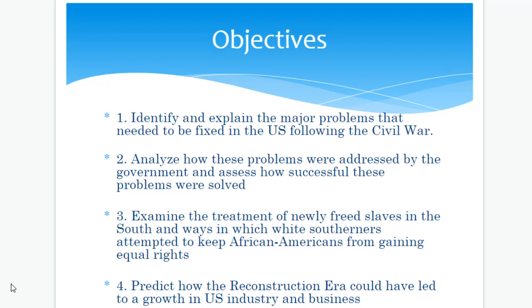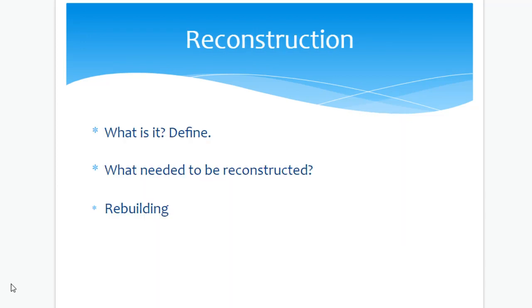The objectives for this section are: number 1, to identify and explain the major problems that needed to be fixed in the United States following the Civil War; number 2, to analyze these problems and how they were addressed by the government, and assess how successful these solutions were; number 3, to examine the treatment of newly freed slaves in the South and the ways in which white Southerners attempted to keep African Americans from gaining equal rights; and number 4, to predict how the Reconstruction era could have led to growth in United States industry and business. So, what is Reconstruction?